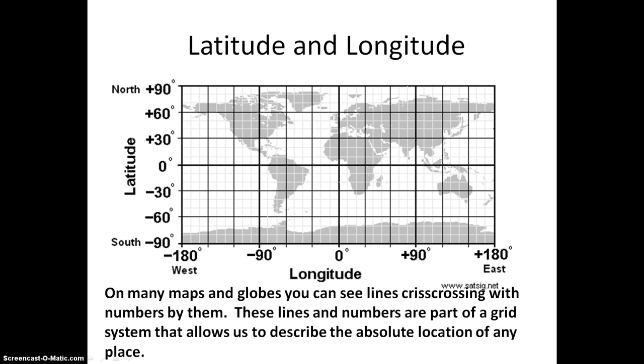On many maps and globes, you can see lines that crisscross with numbers by them. We have learned that those lines are called latitude and longitude lines. These lines and numbers are part of a grid system that allows us to describe the absolute location of any place. Again, I'd like to point out, here we have 0 degrees latitude, which is our equator.